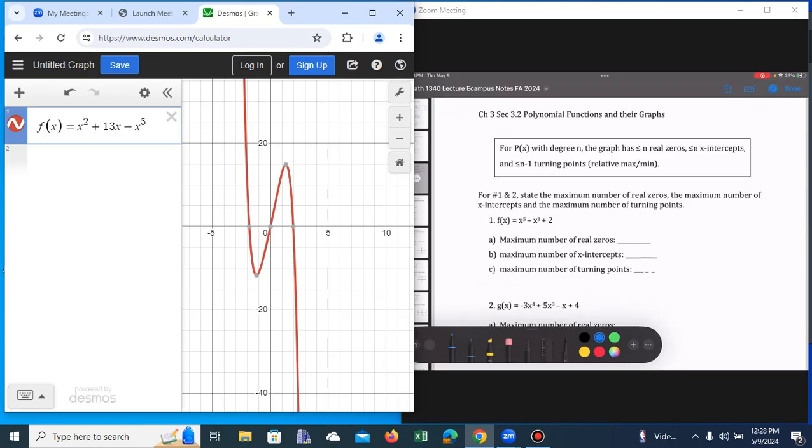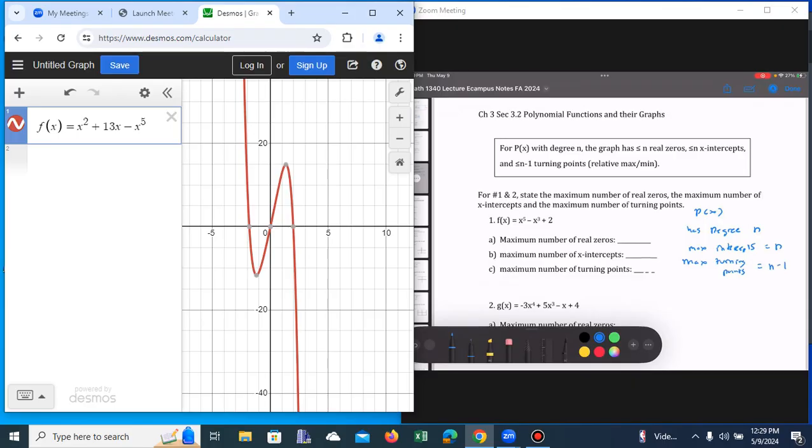So if a polynomial has degree n, then the max number of intercepts is equal to n. It could have less than n, but that's the max. Max turning points is equal to n minus 1.